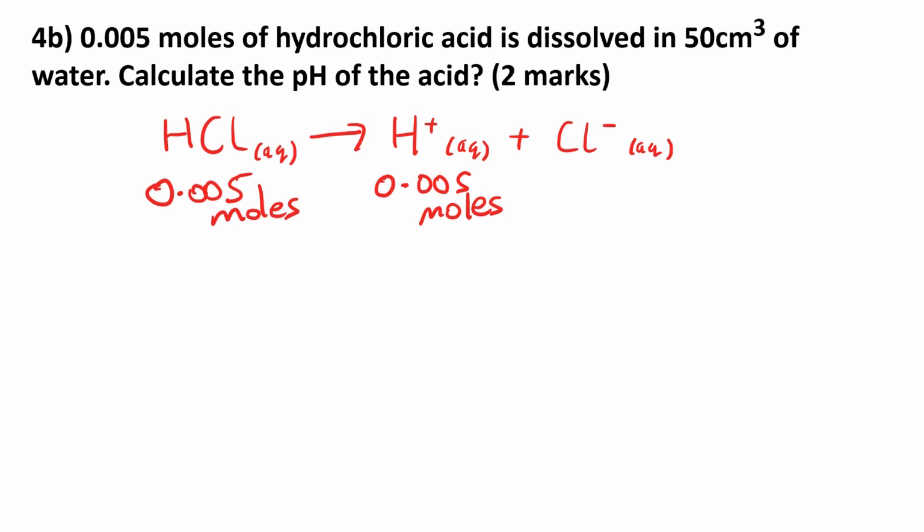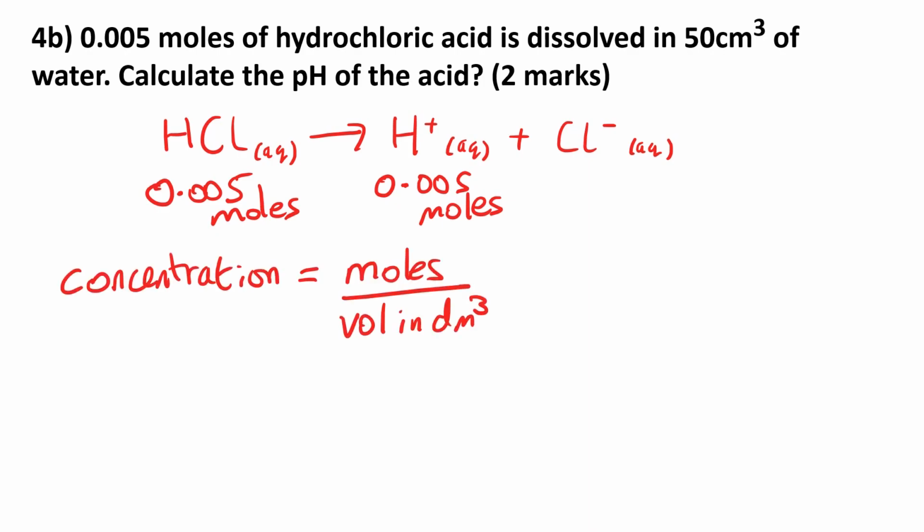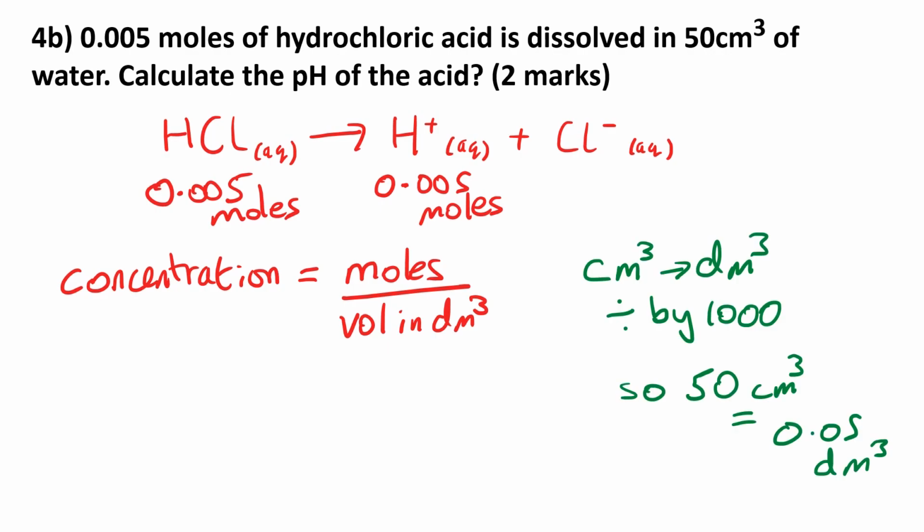So we need to remember the equation for concentration. You won't be given that in your exam. Concentration is moles divided by volume in dm cubed. You also need to remember the conversion factor: to go from cm cubed to dm cubed, you divide by 1000. So 50 centimeters cubed becomes 0.05 dm cubed.